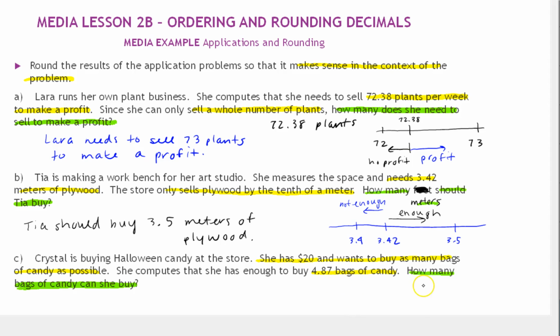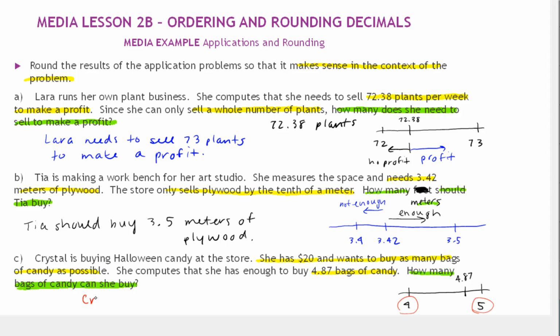Okay, so let's put this on a number line. 4.87 lies between 4 and 5 bags of candy. 4.87 would be about here. So she needs to buy 4 or 5. Okay. So normally we would round up to 5, but maybe you can see the problem. She has $20, okay, and we're assuming that's all the money she has. She doesn't have a backup credit card. She doesn't have anything else. So she doesn't have enough money to buy 5 bags of candy. So she is going to need to buy 4 bags of candy.